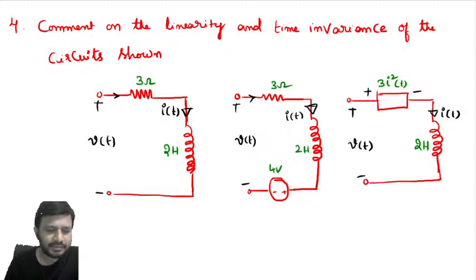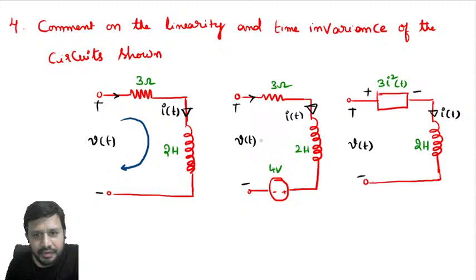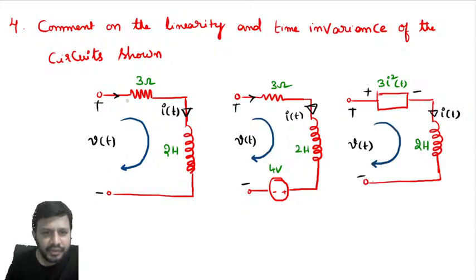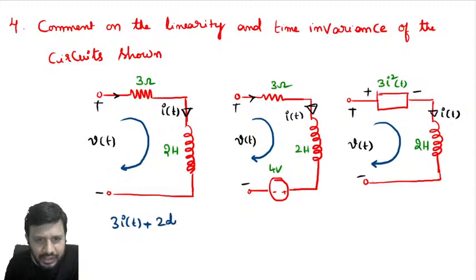Try to write the KVL for every circuit. For the first circuit, if I write the KVL, what will happen? See, 3i of t. For the first circuit I am writing 3i of t. Okay, and inductor is there. Inductor means voltage L di by dt. So 2 di of t by dt is equal to v of t.